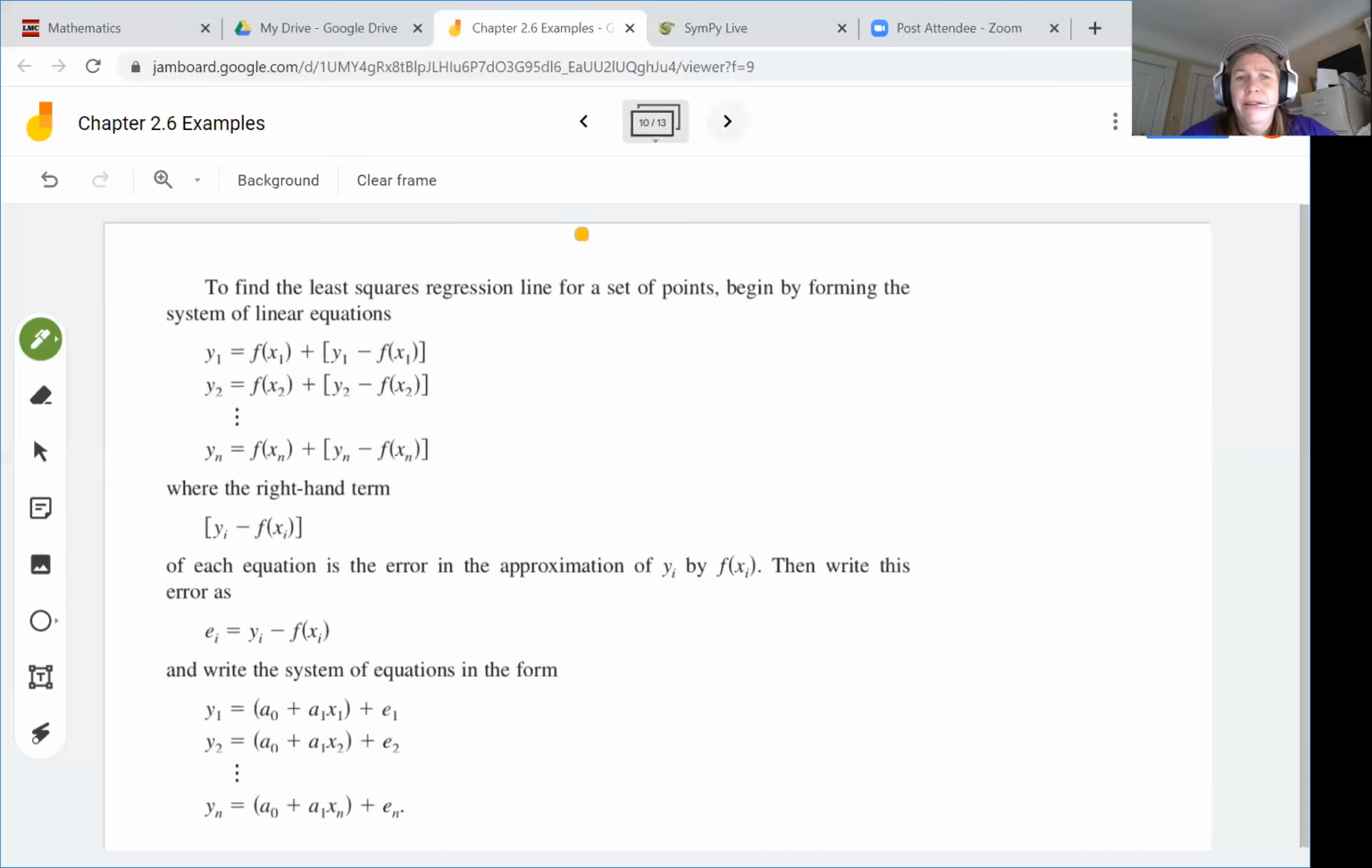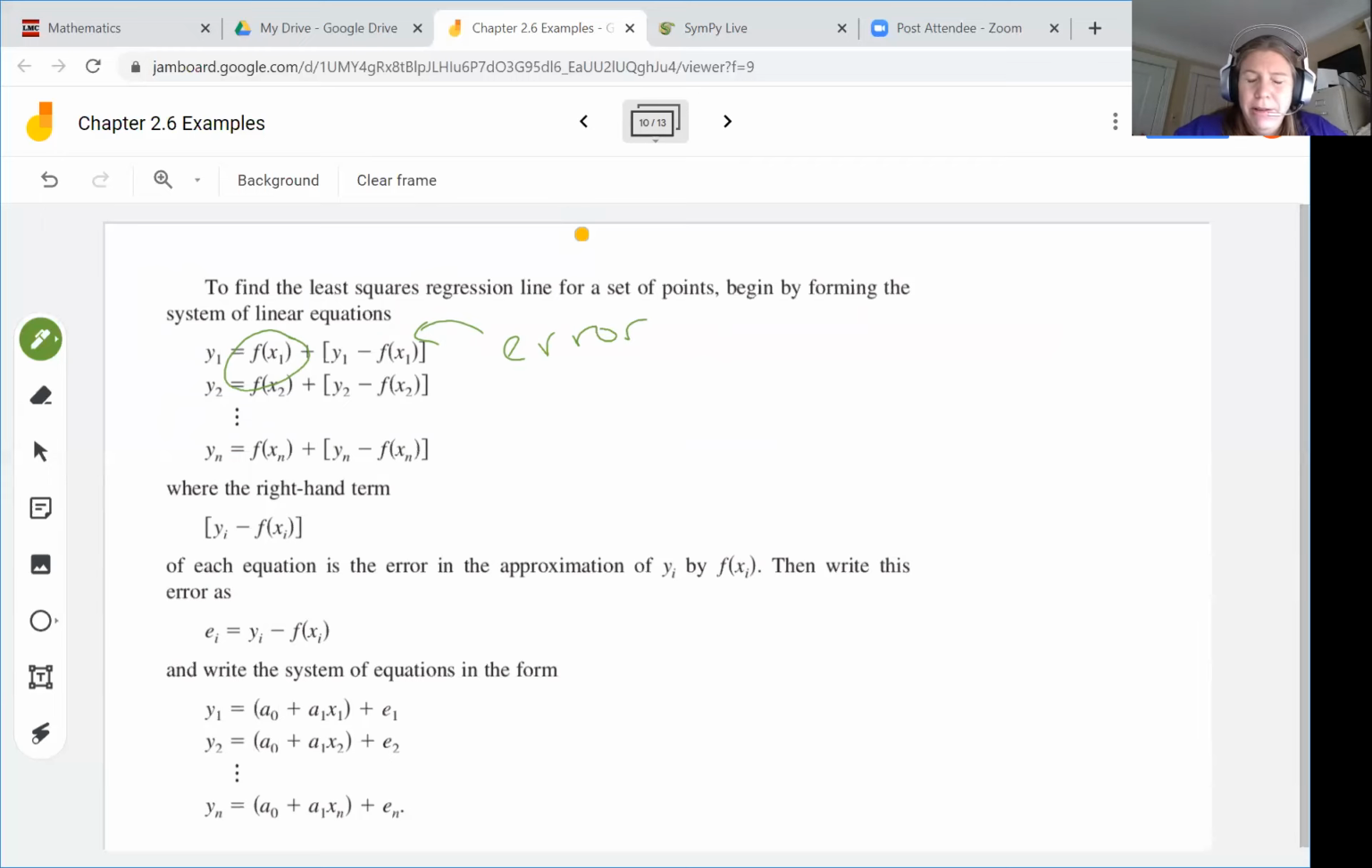Okay, so to find the least squares regression line for a set of points, begin by forming the system of linear equations for each one of the points. So if we've got n points, we can form equations y1 through yn, where each entry, for example y1, equals the function evaluated at our x value, and then we add to that the error, y1 minus f of x1. And we do that for all of the equations. Does that make some sense? So you take your prediction and you add the error, and you're going to get back your actual value.